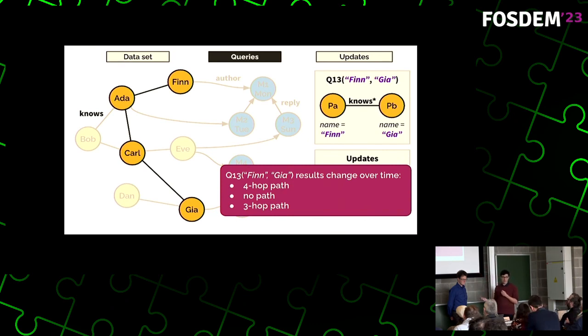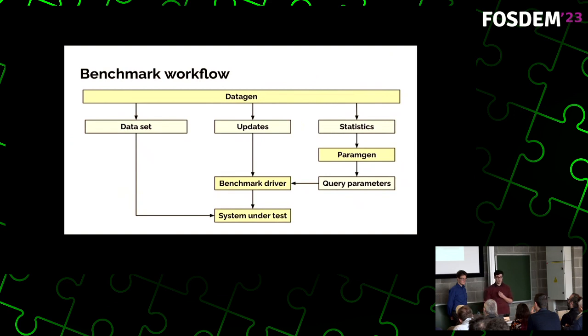And to mitigate this, we do temporal parameter selection. So each parameter is assigned to a time bucket to ensure that we have similar results and therefore also similar runtimes. Now going through the benchmark workflow.